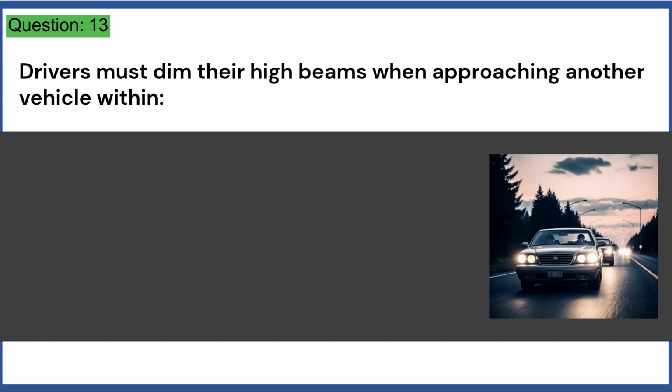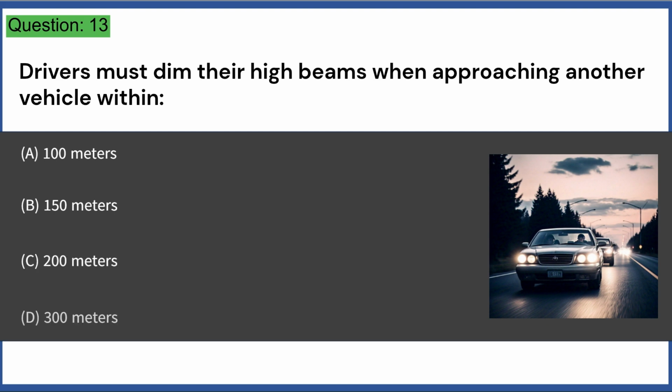Drivers must dim their high beams when approaching another vehicle within A. 100 meters. B. 150 meters. C. 200 meters. D. 300 meters.